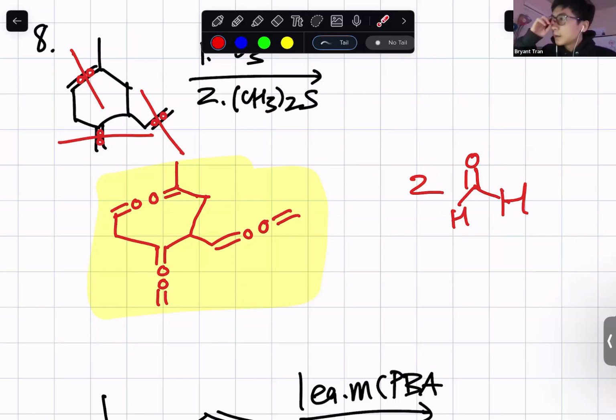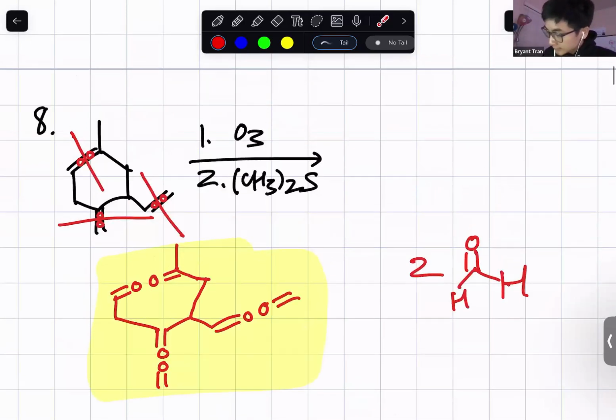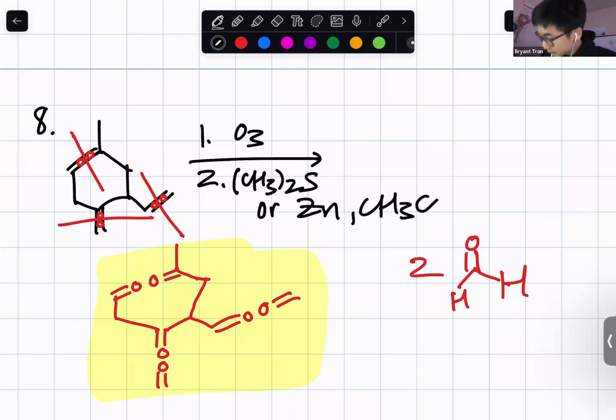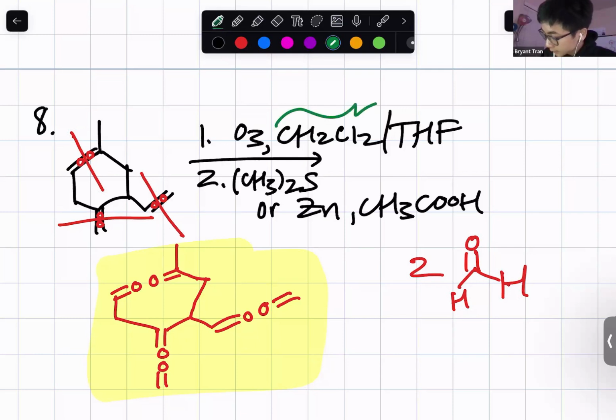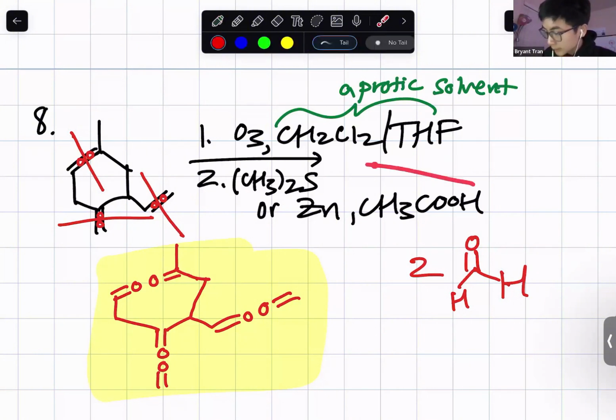So the solvents that you can see with ozonolysis are either dimethyl sulfide or zinc with acetic acid, right? And then the first step can have an aprotic solvent like CH2Cl2 or THF, some aprotic solvent that would not do anything in the mechanism. The second step is some kind of reducing agent.